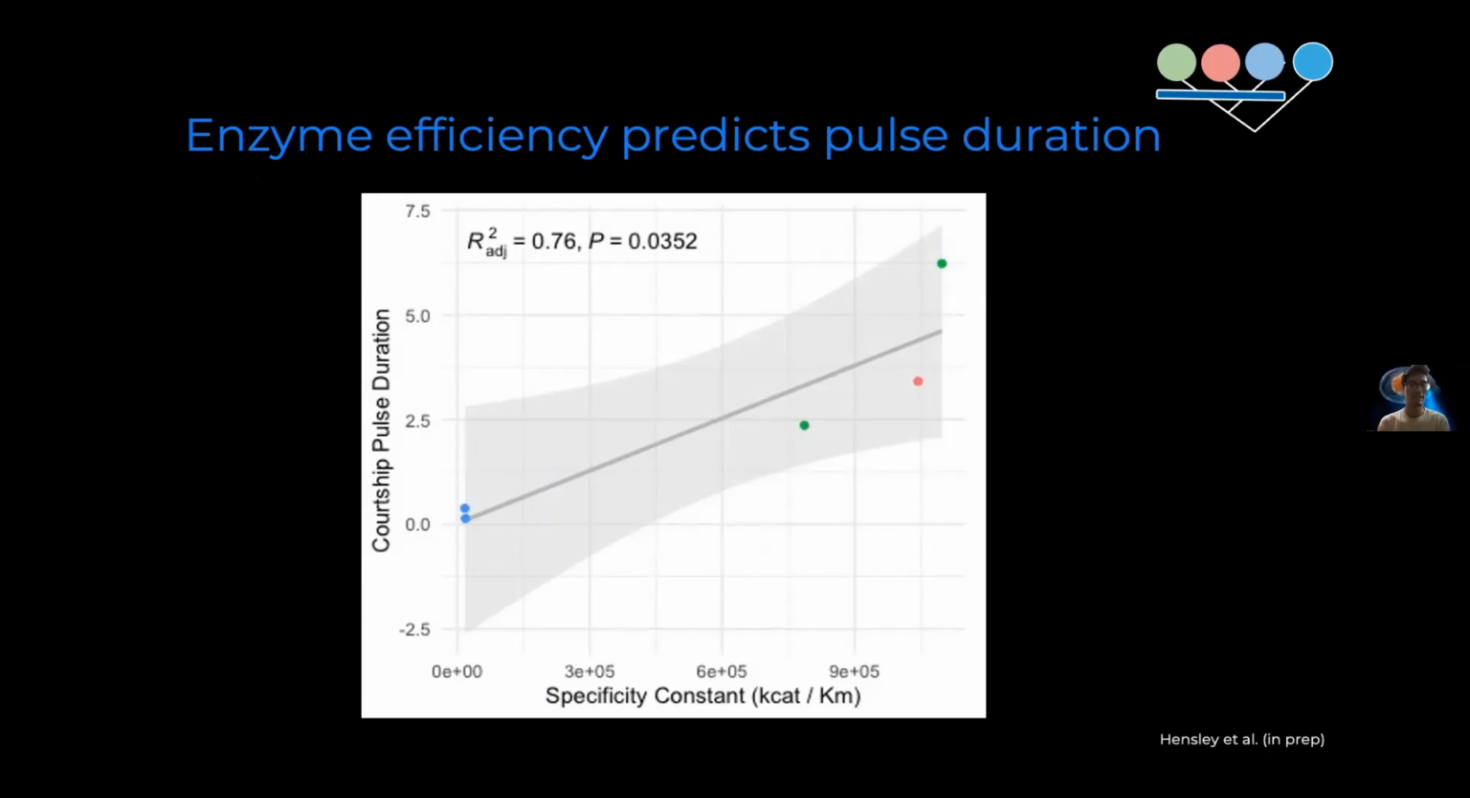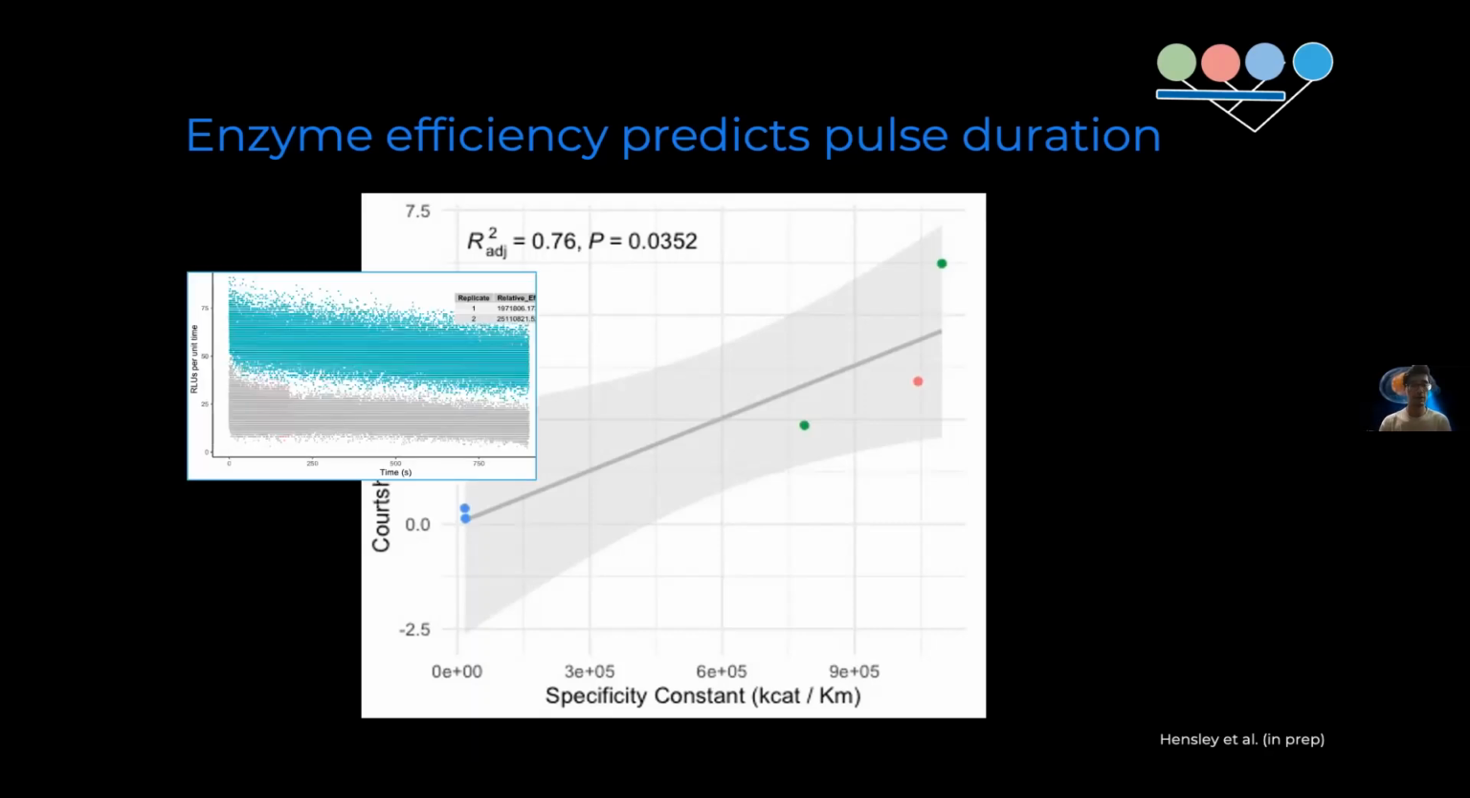And what we find is that there's a positive relationship between courtship pulse duration measured from the phenotypes in nature to the specificity constant. That is, the more efficient your enzyme is at producing light, the longer your courtship pulse durations can be. And so this gives us a really satisfying kind of a molecular assay to then start to ask questions about how pulse duration is actually made in nature, and we can measure that in the lab. Okay, so I'll skip that.